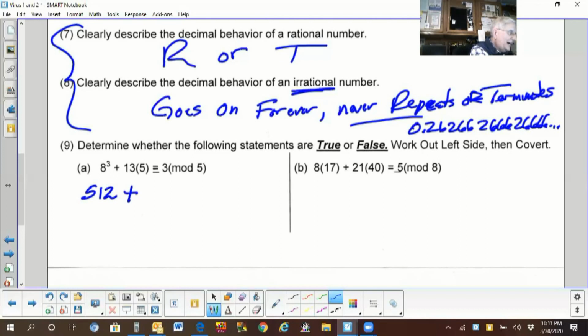13 times 5, that is 65, okay? And to do this conversion, what I need to do is add those two together. The answer should be 577. Now I need to convert 577 to a mod 5 number. And if you recall, all you have to do to convert that to a mod 5 number is to divide it by your mod number.